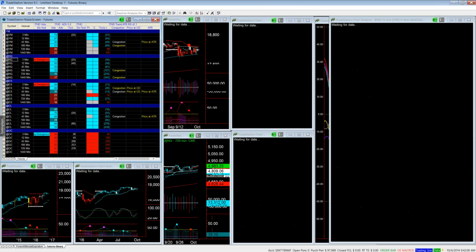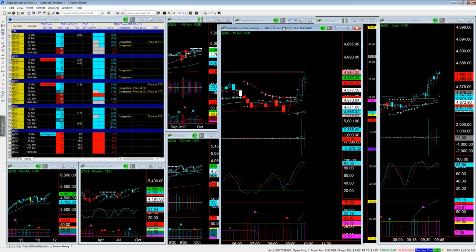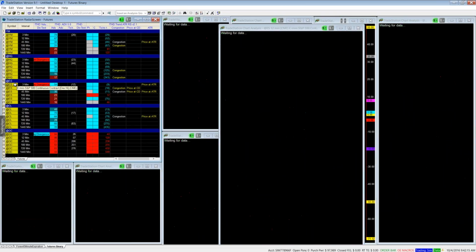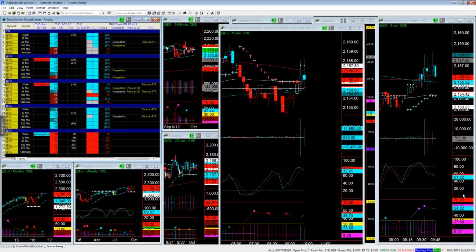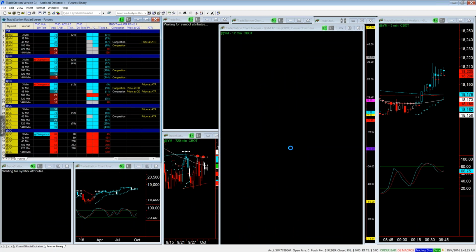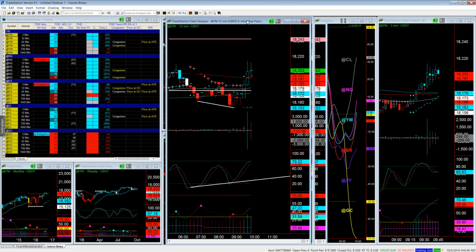Let's go see if the NQ has anything. No retracement there yet. You should be getting one in. It's just not there yet. Let's look at the ES. The ES is closer to a retracement. Not quite there yet. So we'll just wait on these.